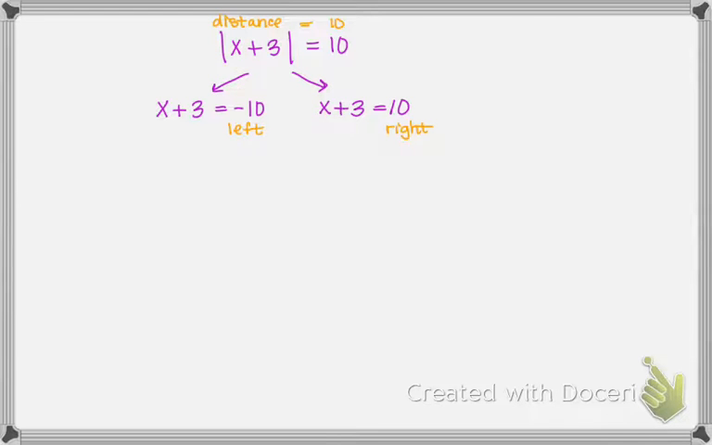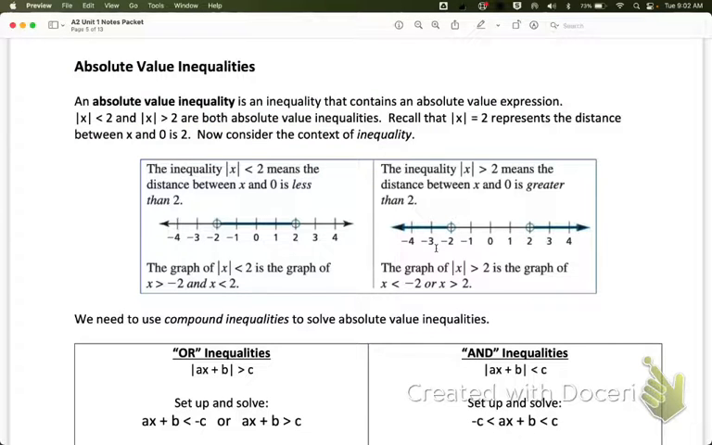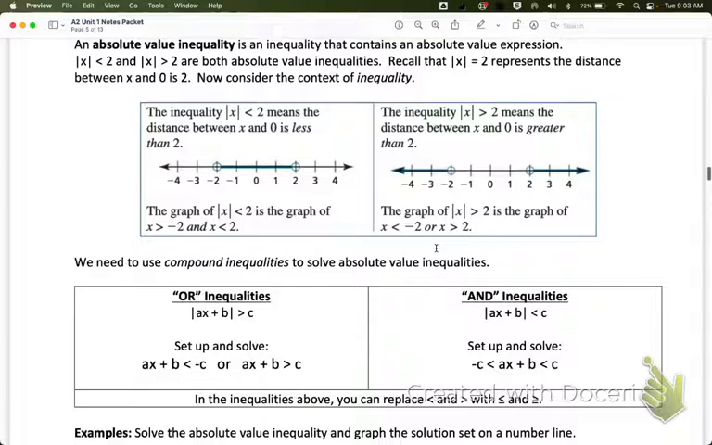Now, when we talk about absolute value, we're still discussing a distance, but the idea is that our distance can be closer to or farther from that certain distance that we're talking about. So an absolute value inequality contains an absolute value expression and an inequality such as less than, greater than, less than or equal to, greater than or equal to, okay? So if I see something like the absolute value of x is less than 2, that means the distance between x and 0 must be less than 2.